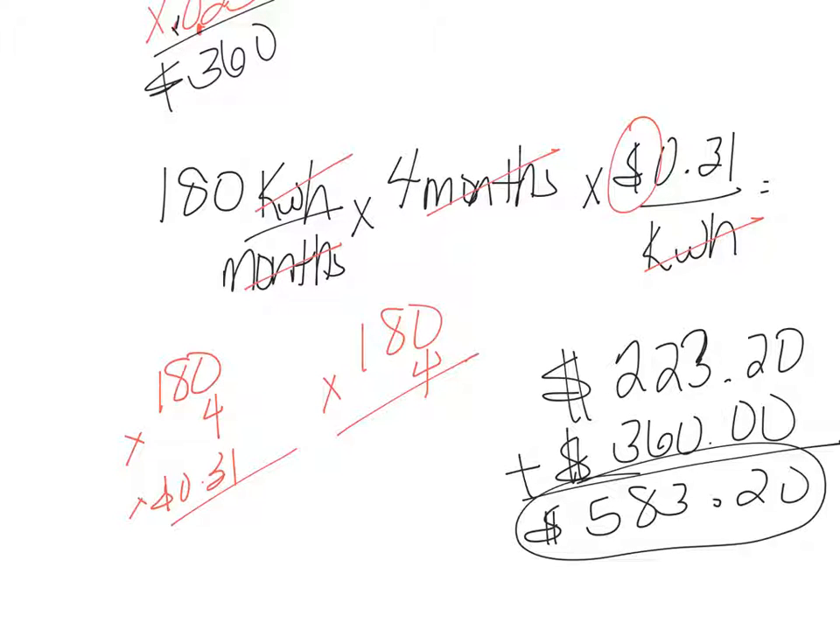So remember, the new refrigerator saves us half the amount of electricity, and so we're going to use half and save half. So the amount of the $583.20 is the amount that we would have saved and the amount that we used in electricity.